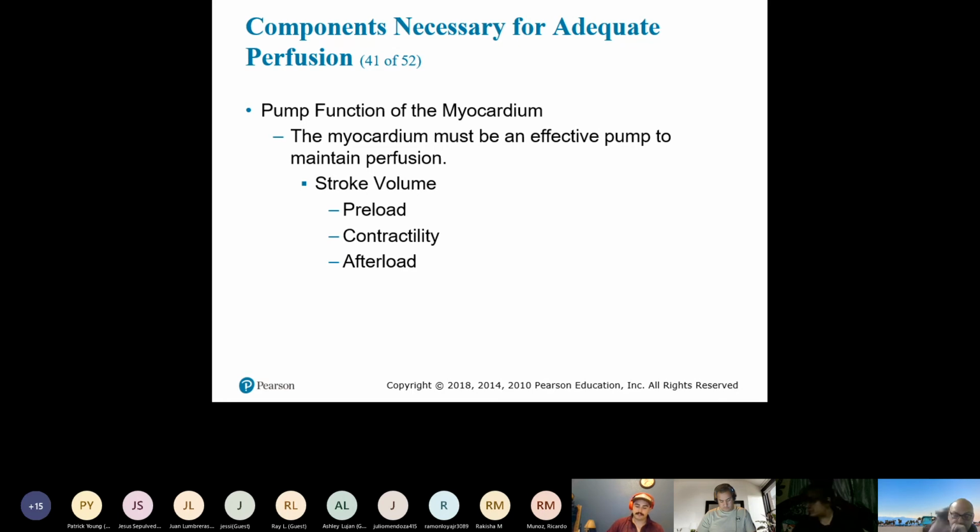So then preload is the amount that needs to be pushed. Afterload is how hard we're pushing it? Correct. But remember, preload deals with the right side of the heart, and afterload deals with the left.